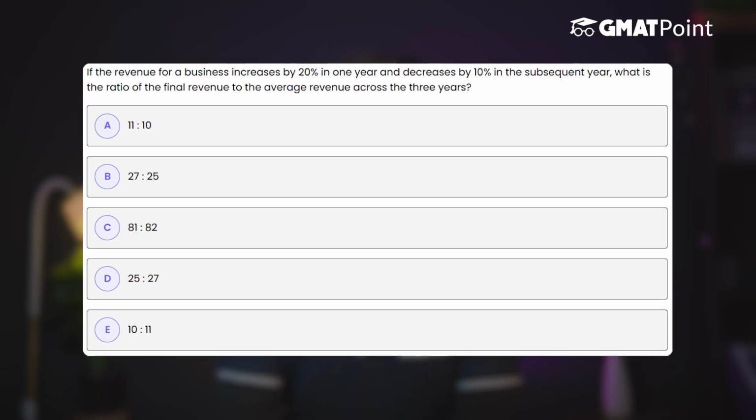Again, here's an example problem. If the revenue for a business increases by 20% in one year and decreases by 10% in the subsequent year, what is the ratio of the final revenue to the average revenue across the 3 years? As you can see, the concept of percentages, averages, and ratios was asked to solve a business related problem. It only makes sense that an exam for business program tests for this skill, right?